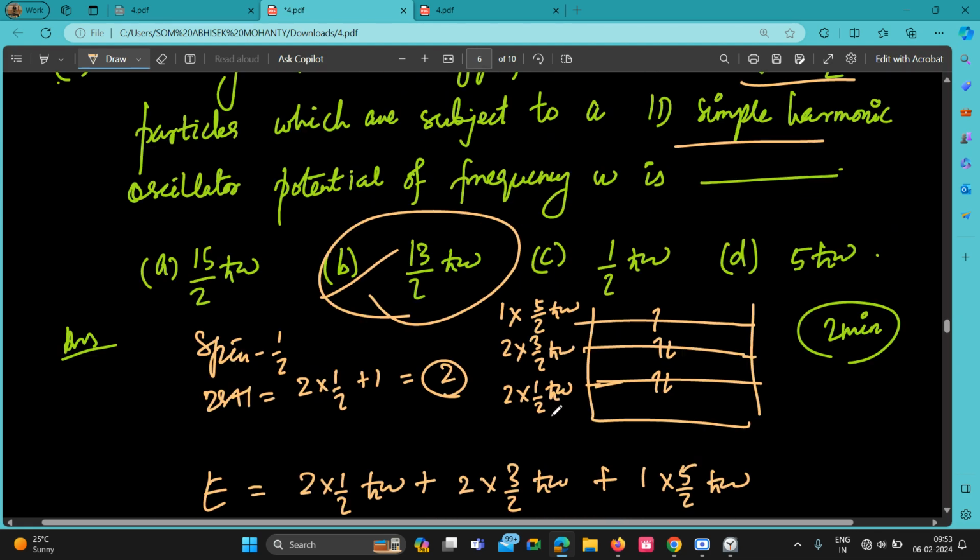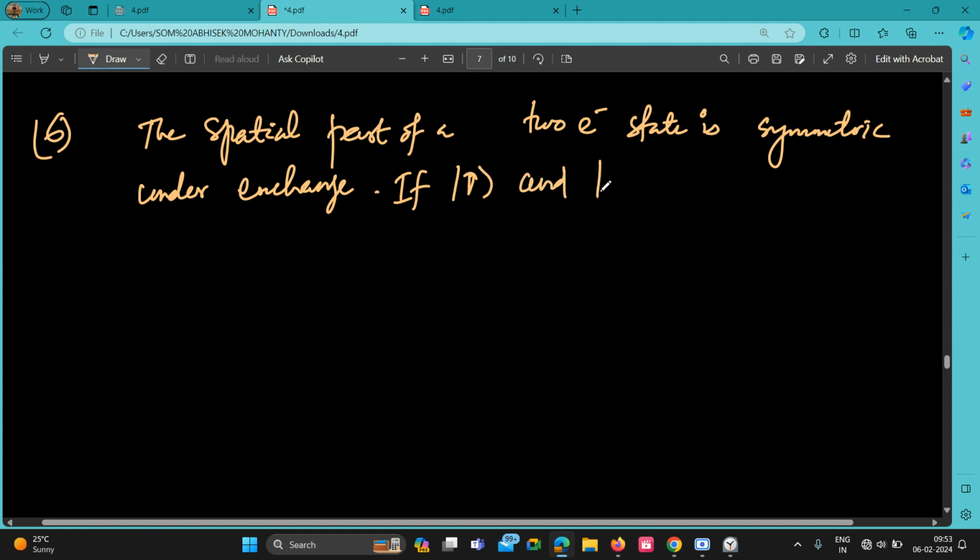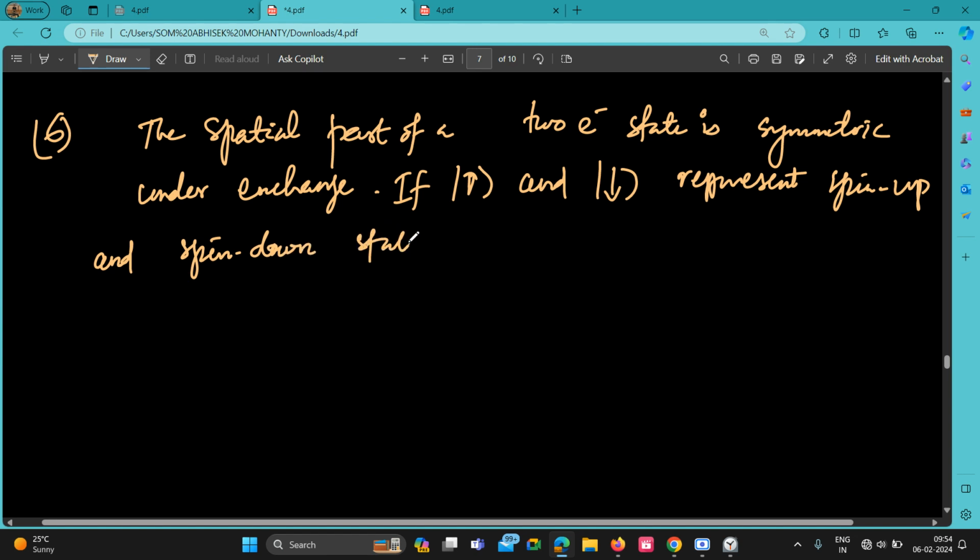Okay, next question. Question number 6. The spatial part of a two electron state is symmetric under exchange if up spin and down spin represent spin up and spin down states respectively of each particle.